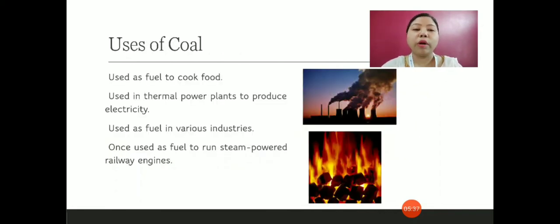Uses of coal. So what are the uses of coal? Why is coal so precious? It is used as fuel to cook food. It is used in thermal power plants to produce electricity. It is used as fuel in various industries, and once it was used as fuel to run steam-powered railway engines also.